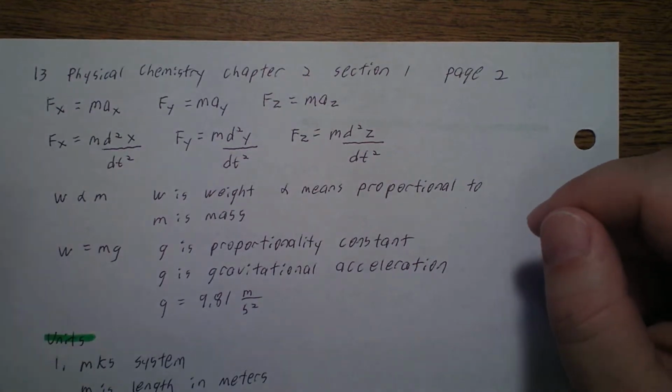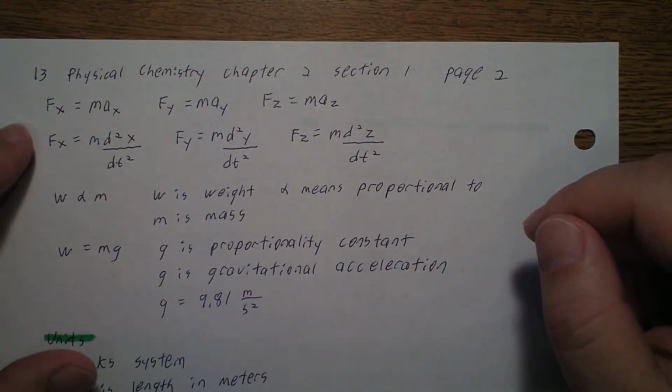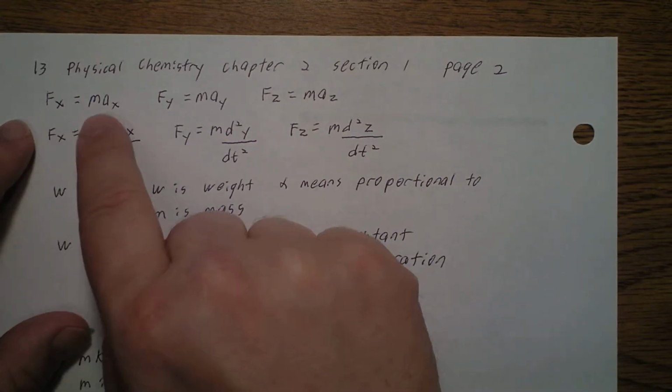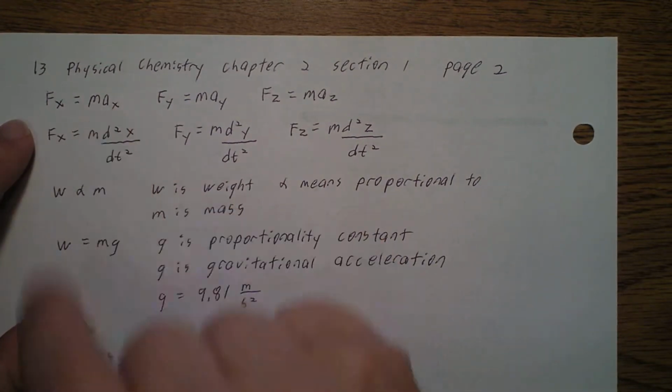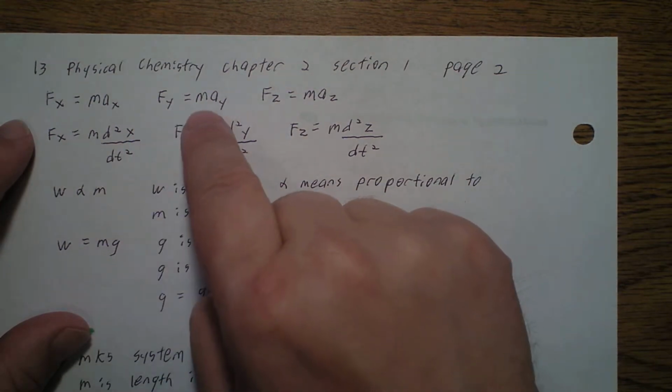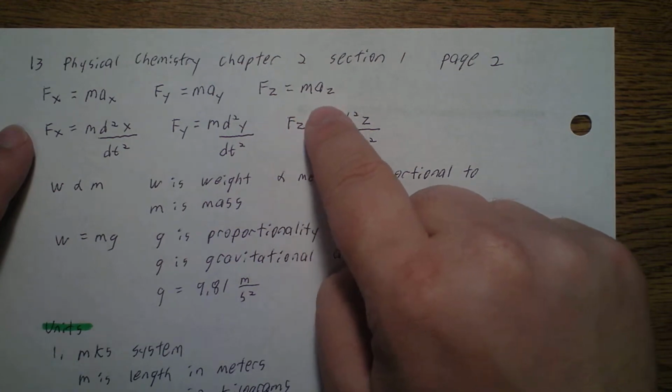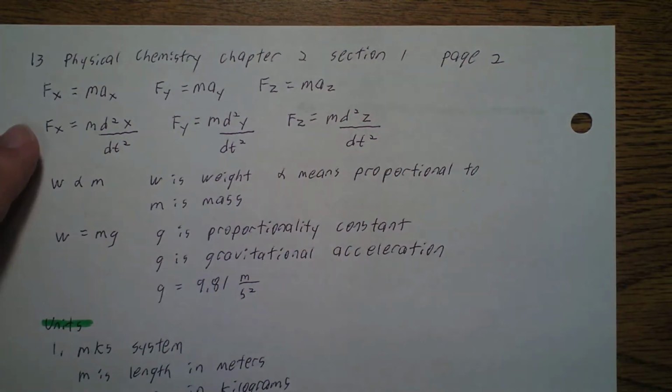Now, in three dimensions, that force is going to have components, an x component, a y component, and a z component. The x component of the force is just mass times the x component of the acceleration. The y component of the force is mass times the y component of the acceleration. And the z component of the force is mass times the z component of the acceleration.